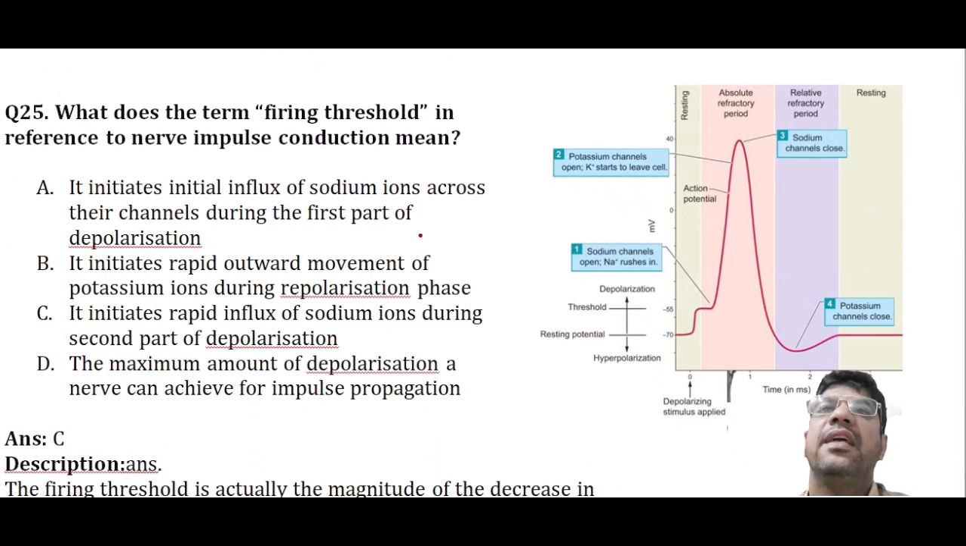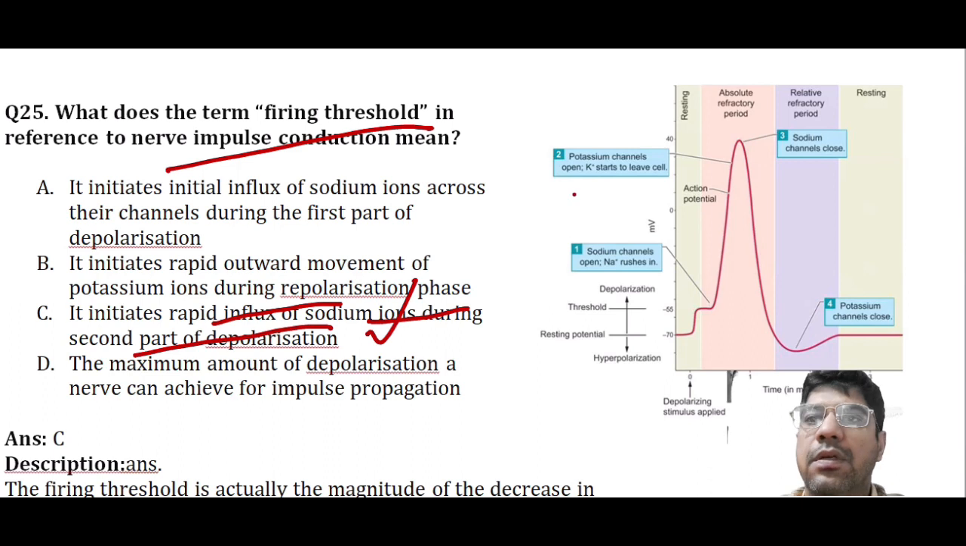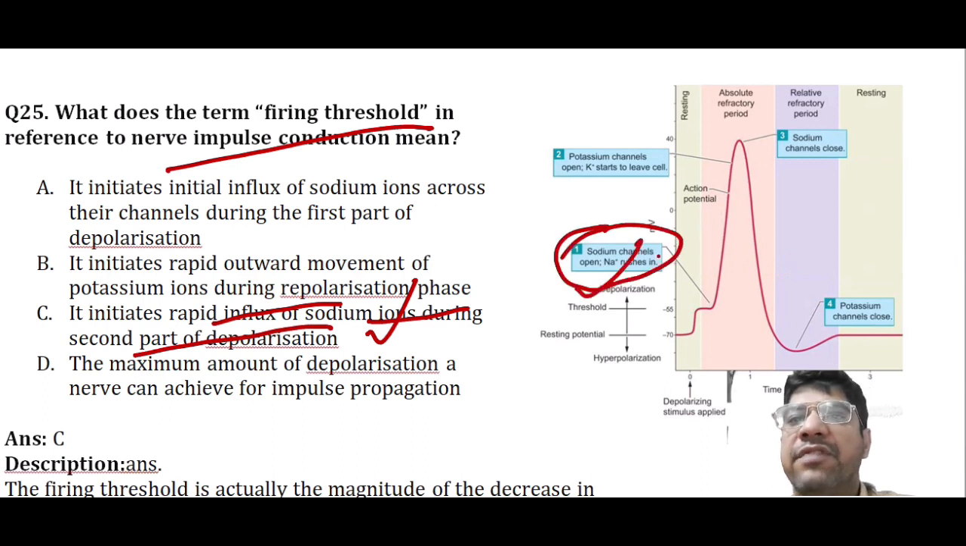What does the term firing threshold, in reference to nerve impulse conduction, mean? Firing threshold is a level of depolarization that initiates a rapid influx of sodium ions during the second part of the depolarization. In the context of the nerve impulse, it is when the transmembrane potential becomes sufficiently positive to trigger the opening of the sodium channels, allowing the rapid influx of sodium ions. That is the second part of the depolarization in the action potential.